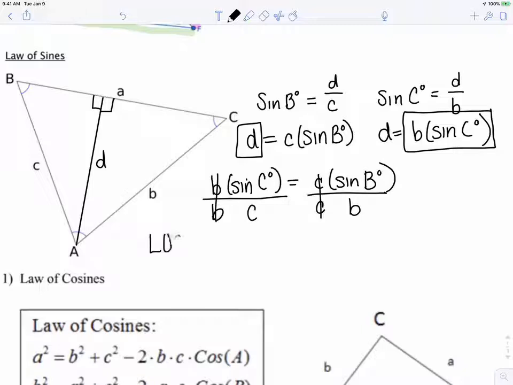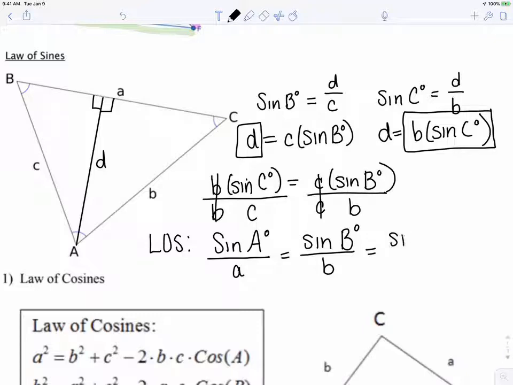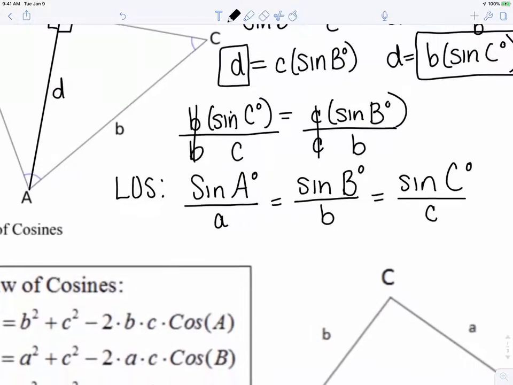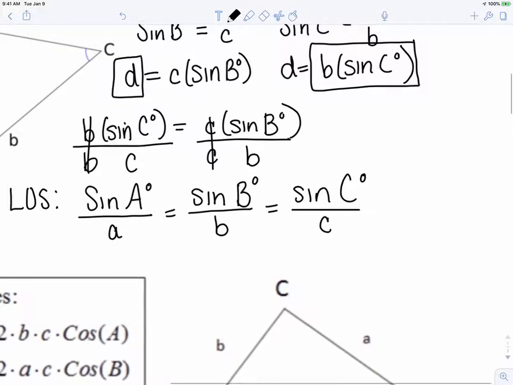So the law of sines says that the sine of angle A compared to the side across from it, little a, is equal to the sine of angle B compared to the side opposite, that's little b, and that's also equal to the sine of angle C compared to the side opposite from it, little c. And of course, you would only use two of these ratios at a time to make one equation.